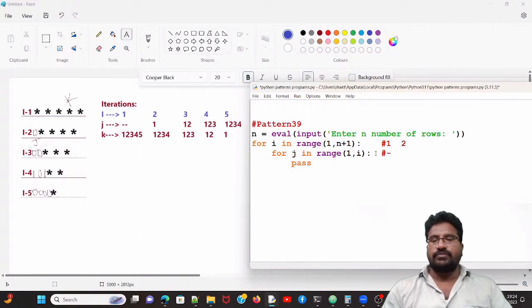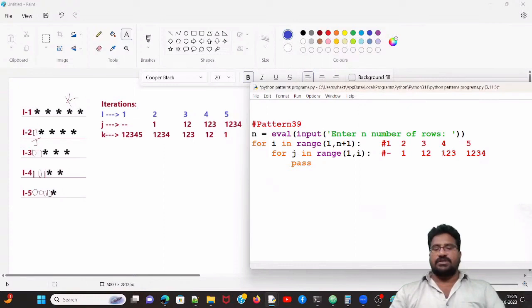When I value is 2, starting 1, ending 2, 2 before 1, so 1 to 1 means one time iterate. When I value is 3, ending value 3, 3 before 2, so 1, 2, means 2 times iterate. When I value is 4, end value 4, 4 before 3 means 1, 2, 3, 3 times iterate. When I value is 5, the same case, 1, 2, 3, 4, 4 times iterate.